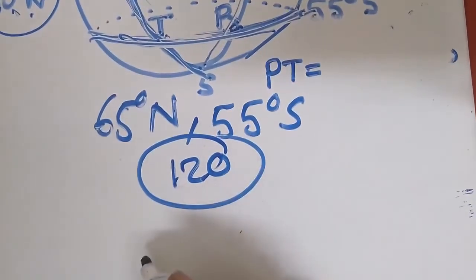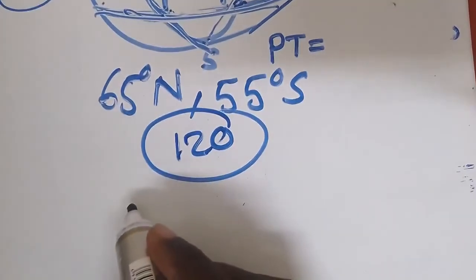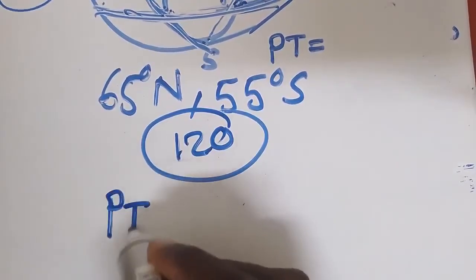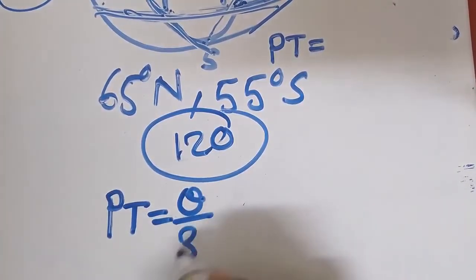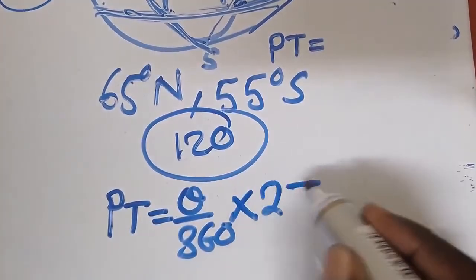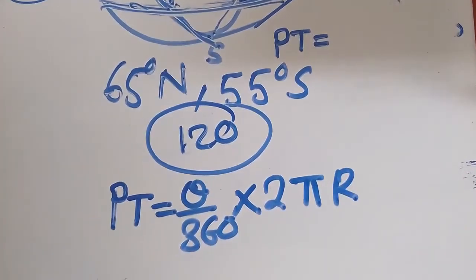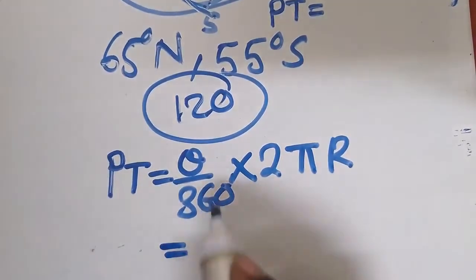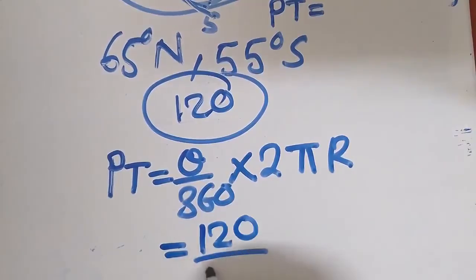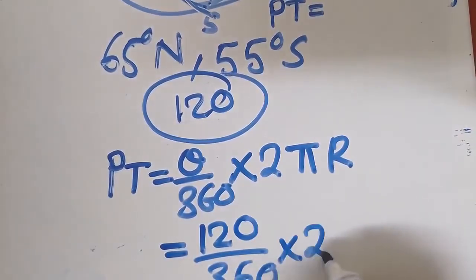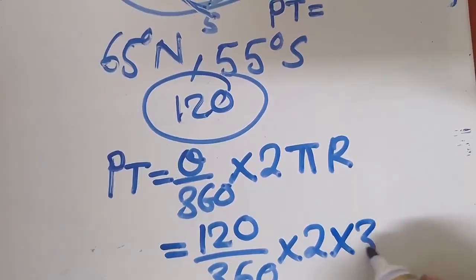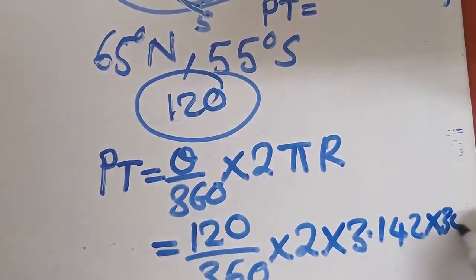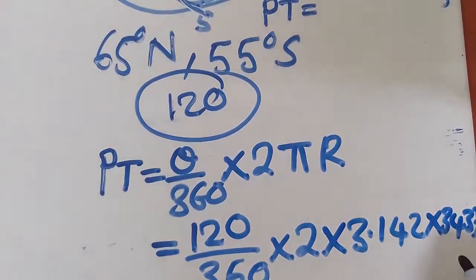Then the formula for longitude, what is the formula for longitude? We know it. You just see. So PT is equal to theta over 360 times 2 pi r, like this. Have you seen? This is what we need to do. This is equal to 120 over 360 times 2 times pi. Then what is your radius? Your radius is 3437. Have you seen? 3437.